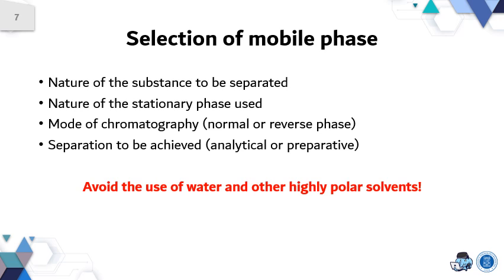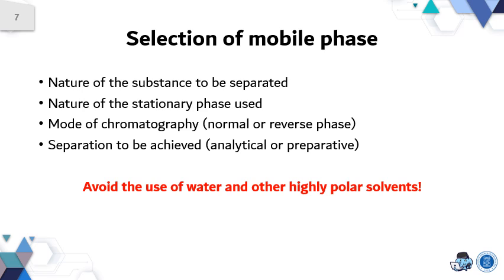And how to select the suitable mobile phase? You have to look at these four factors. First is the nature of the substance to be separated, then the nature of the stationary phase used, and also the mode of chromatography that you want to do. Is it normal or reverse phase? The next factor is the separation to be achieved. What do you want to do with the separation? Is it analytical or preparative separation?